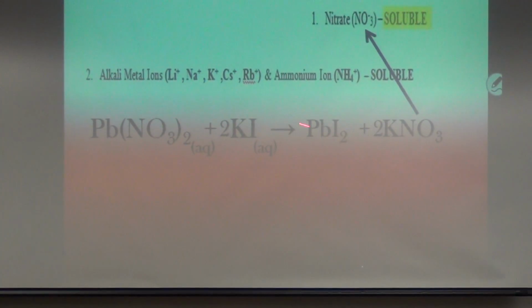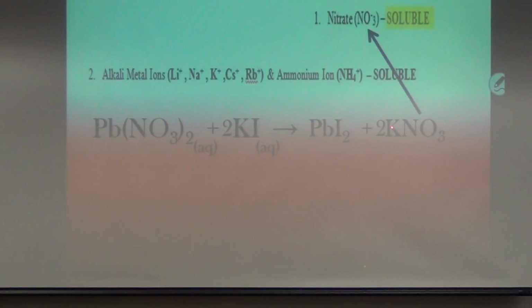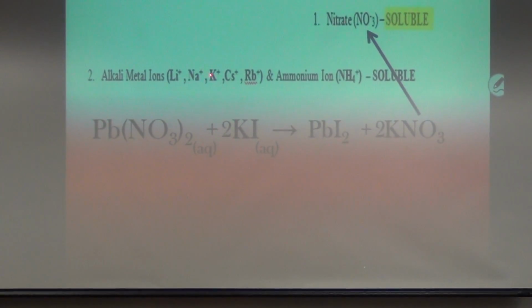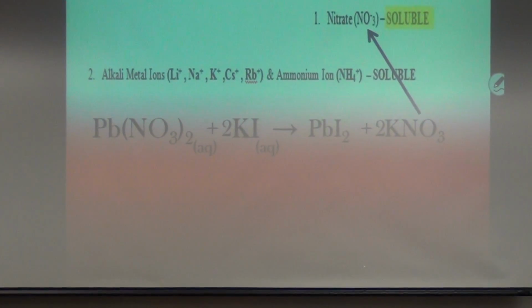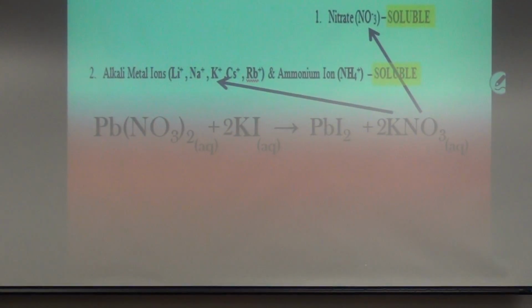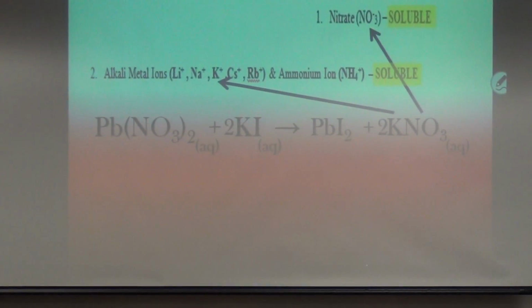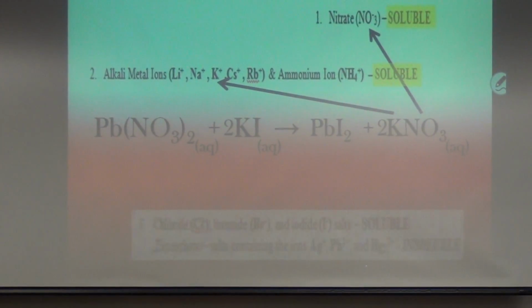Next, we got alkali metals. Well, do we have any alkali metals? Sure we do. We got potassium right there. When are alkali metals soluble? Well, lithium, sodium, potassium, cesium, rubidium, and ammonium are soluble. When? Always. So both of those are soluble. We know then that that is going to be aqueous. The question is, if a reaction takes place, are we going to form a solid?